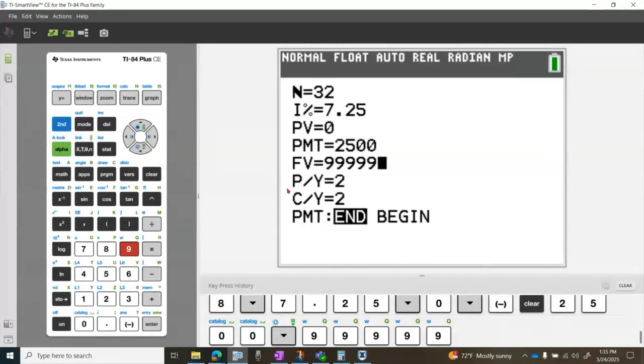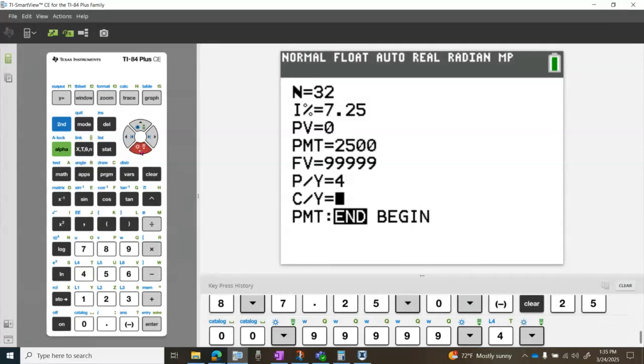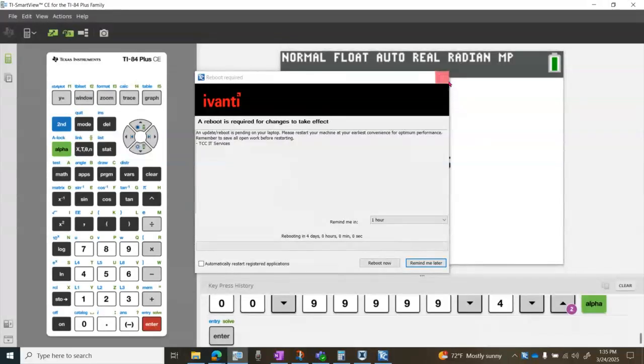Yeah, again, I put a 9999 to hold a place. And the P per Y, C per Y, your little n is 4 because it's quarterly. And double check it's an ordinary annuity, so END is highlighted. We never use begin. Never use begin. I have emphasized so many times and you still don't hear me? Never use begin. We only use END. Go back to 9999, solve for future value, alpha, enter.